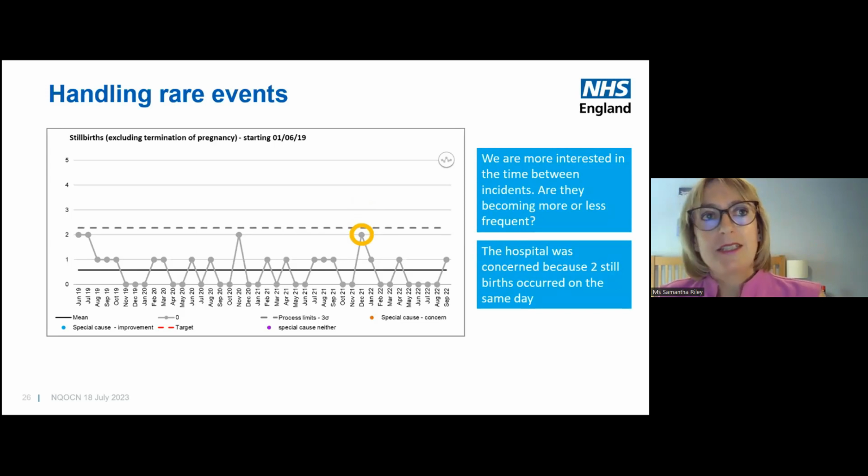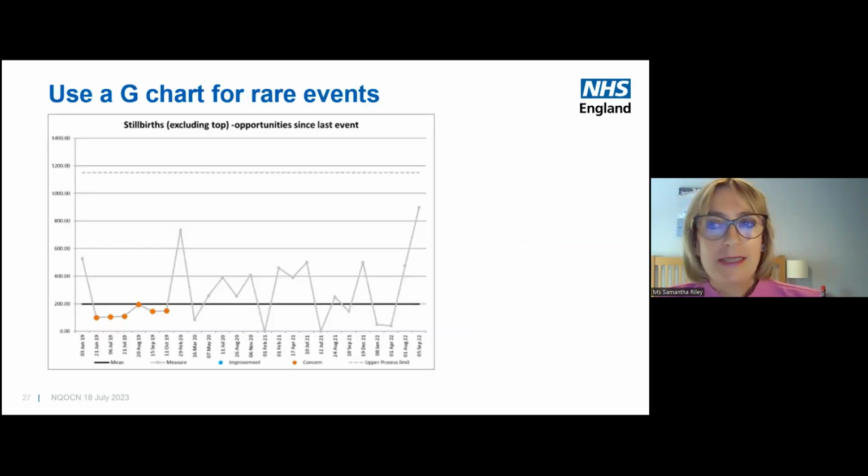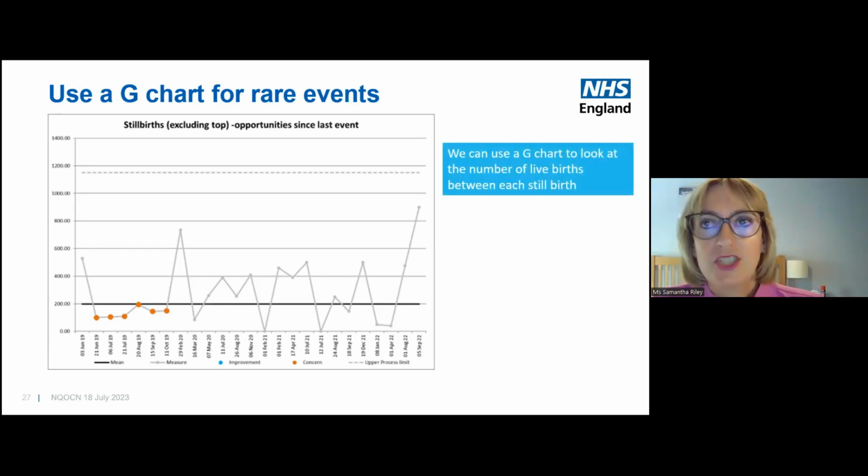Now, how we need to use this data is we need to apply a different approach. We need to use something like a G chart. And as I've said, we can run a separate session to look at some of this more complicated stuff. But what we're looking at with a G chart is the number of events that were positive in between those negative events. So a G chart would look at the number of live births in between us having a stillbirth. The colour convention is the same here.